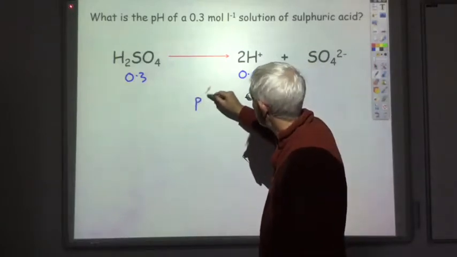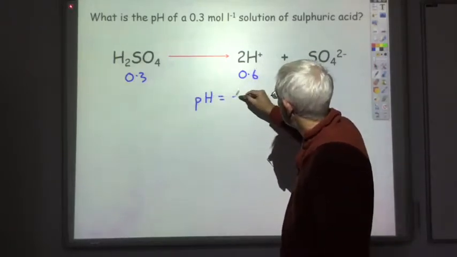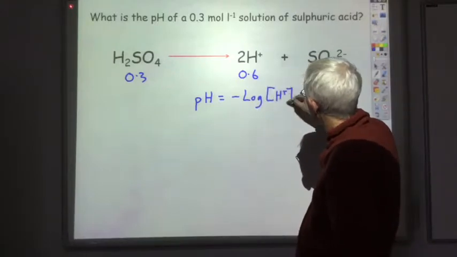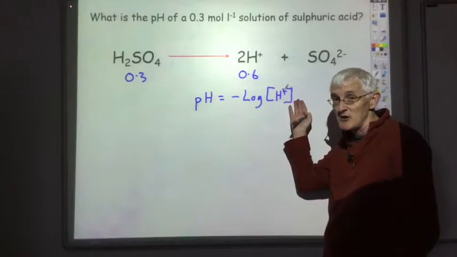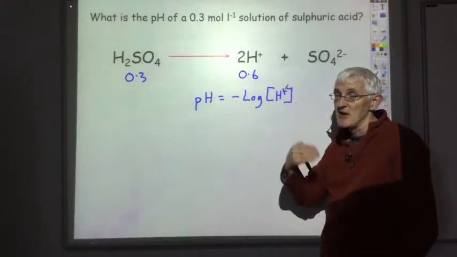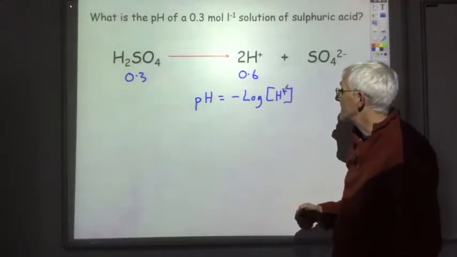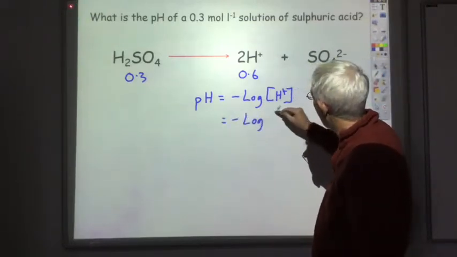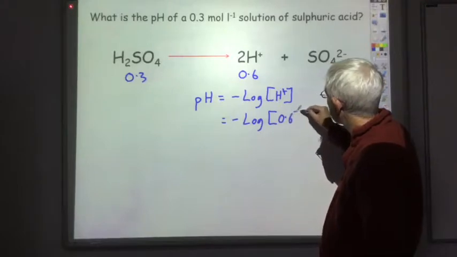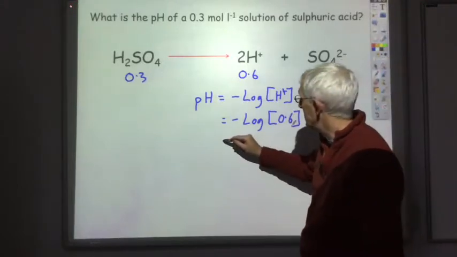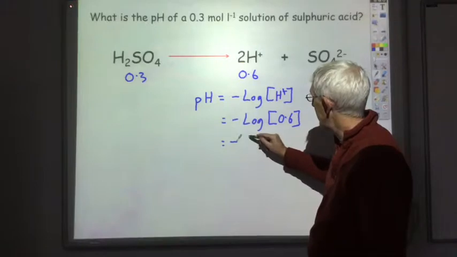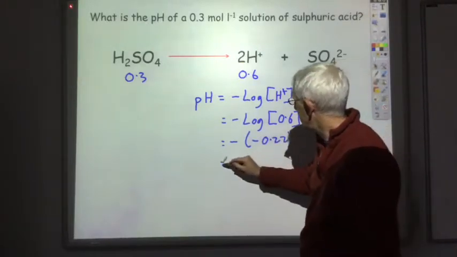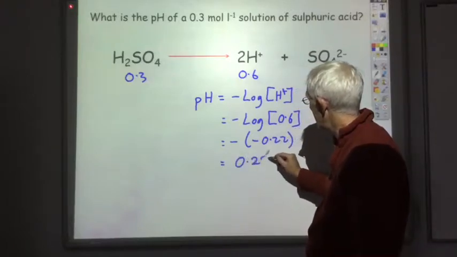So using the equation of pH equals negative log H plus, and you will find this equation in your data booklet in the sheet at the front with all the formula in it. So the pH is the negative log of 0.6, okay, which comes out at negative 0.22. So the pH is 0.22.